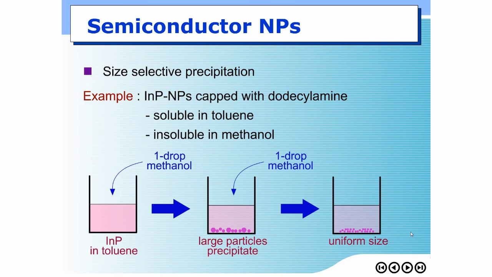What about if we add a large amount of methanol at the same time? If we do that, then all kinds of particles would precipitate at the same time, and we cannot select the size properly.